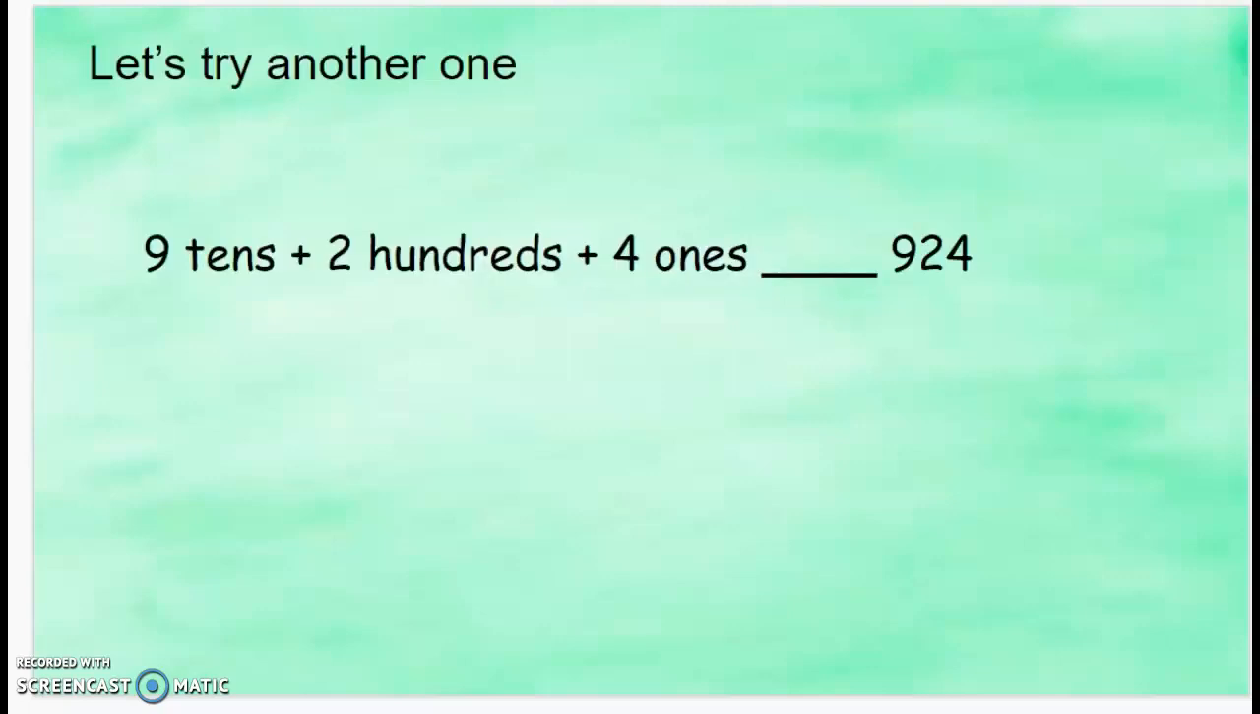Let's look at this example right here. Okay? Now, this number is not written in standard form. This is written in word form. Also, if you notice, the tens are here, then hundreds, and ones. And sometimes you will see numbers written that way. So you can't automatically say, oh, this is 924, because it's not. This is 294.